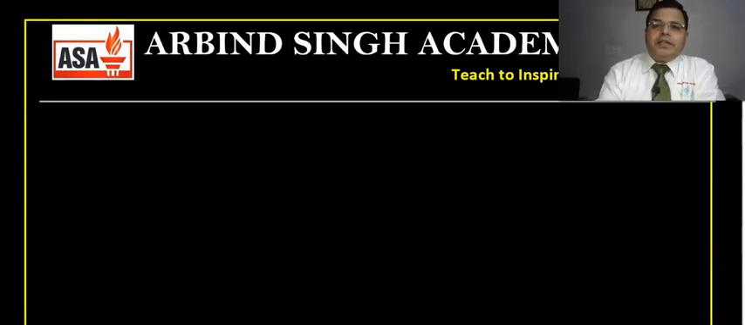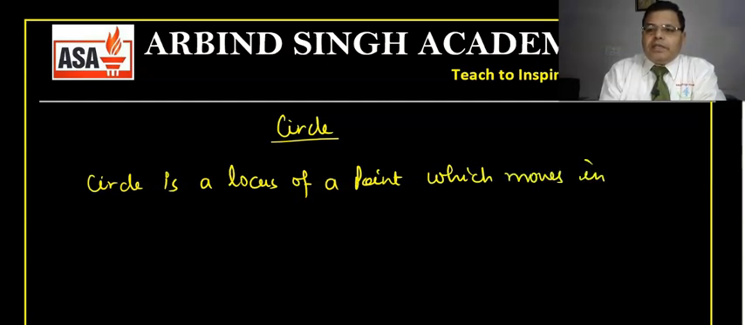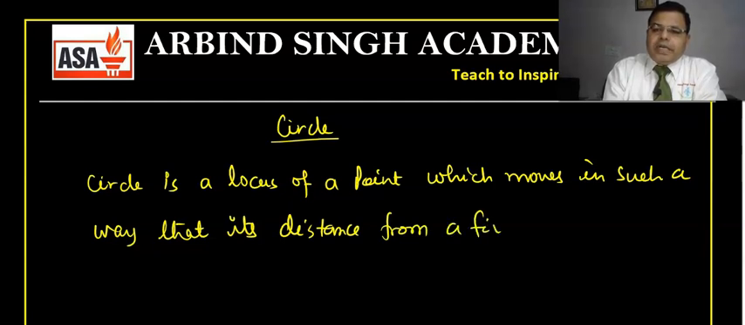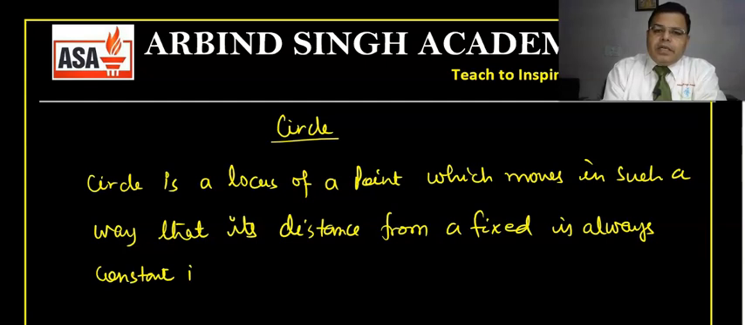So what is a circle? Before starting this topic, I would like to give some basic concepts about the circle. So let us start today's topic. The definition is: a circle is a locus of a point which moves in such a way that its distance from a fixed point is always constant, in a plane.